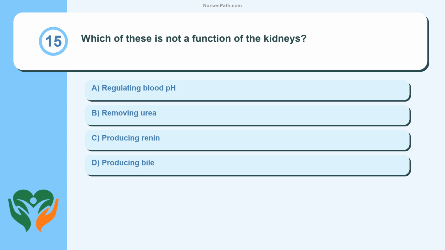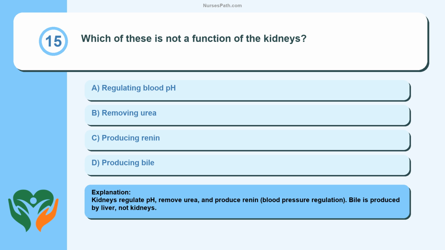Question 15. Which of these is not a function of the kidneys? Regulating blood pH, removing urea, producing renin, producing bile. Kidneys regulate pH, remove urea, and produce renin, blood pressure regulation. Bile is produced by liver, not kidneys.